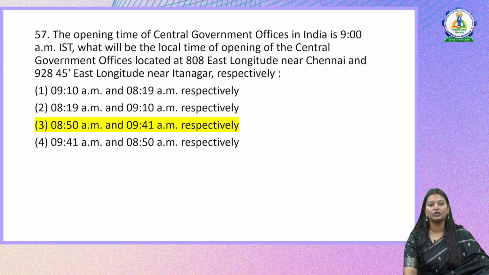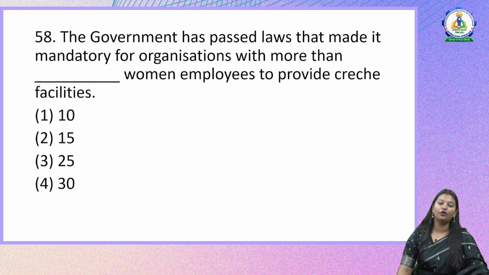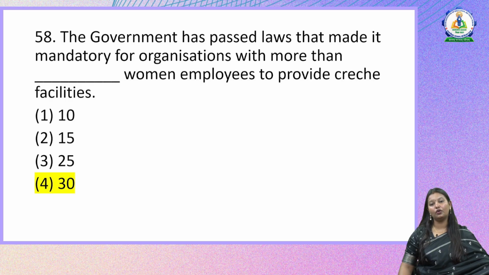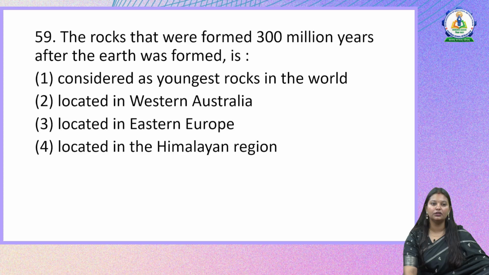Moving on to the next question. The government has passed laws that made it mandatory for organization with more than dash women employees to provide creche facilities. So this is a particular facility that the government has brought in for the women folks who are in the working environment, and the right answer here which we need to remember is 30. So if there are 30 employees, the government has passed the rule that mandatorily the organization should provide creche facilities to the women employees there.